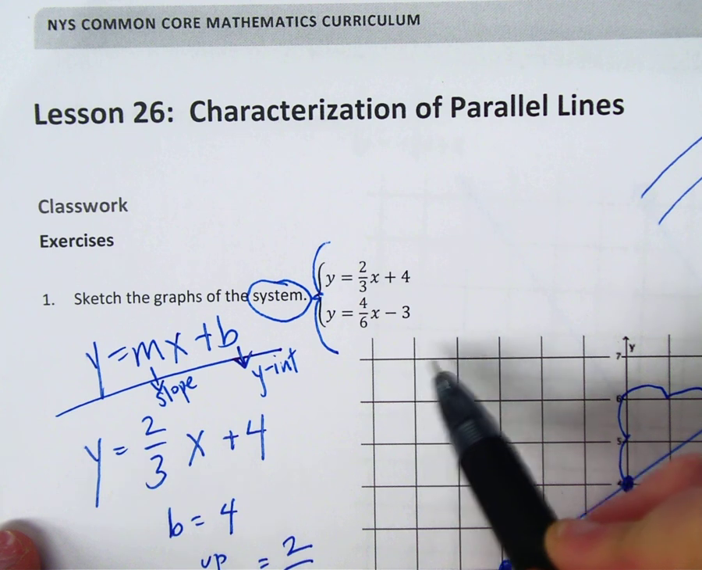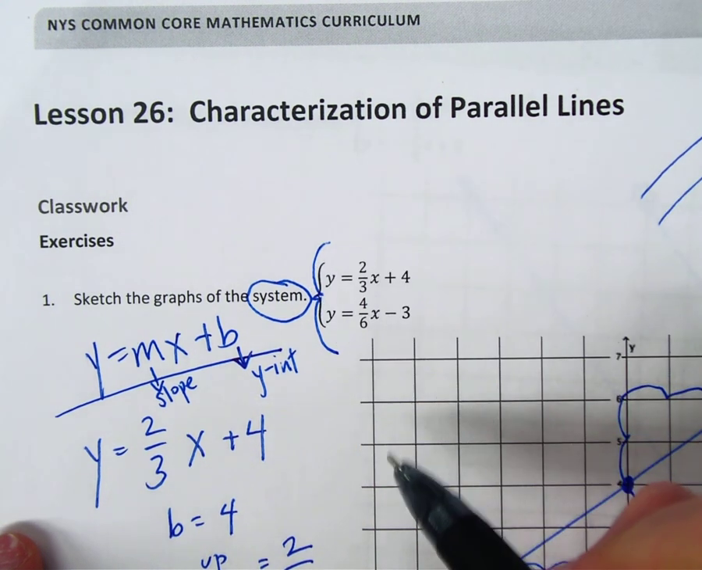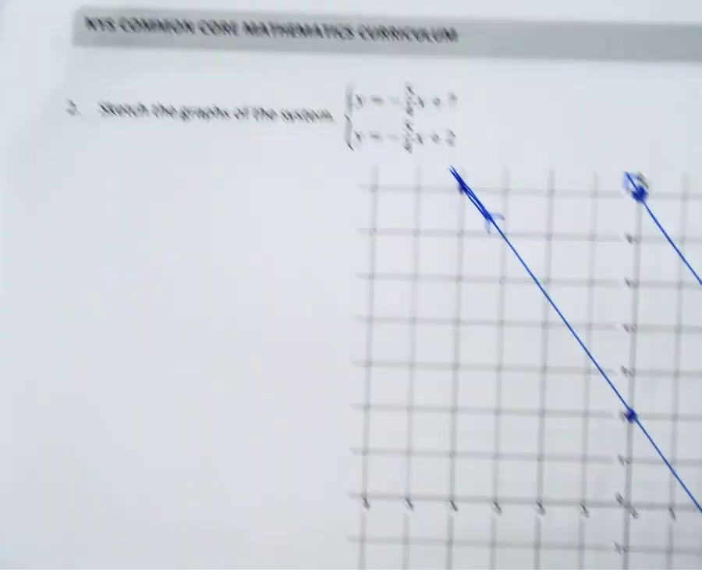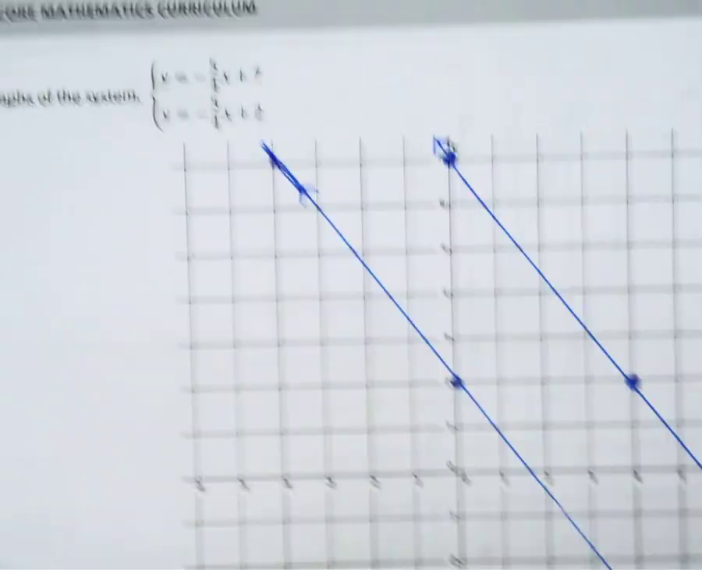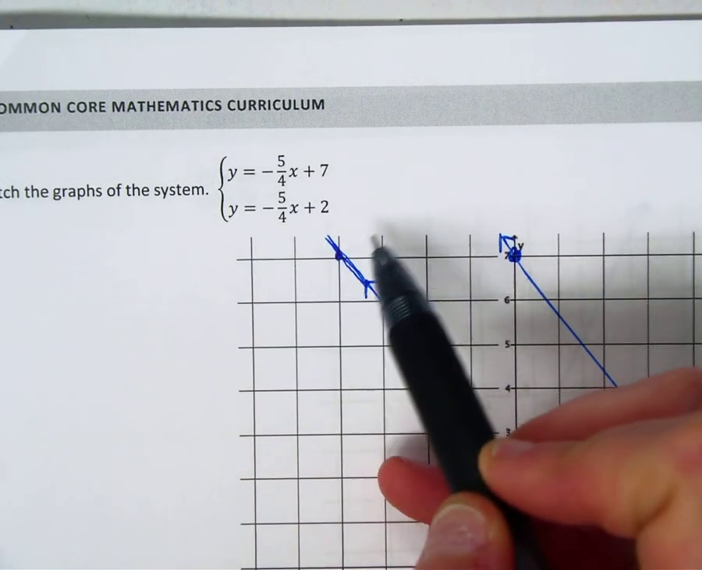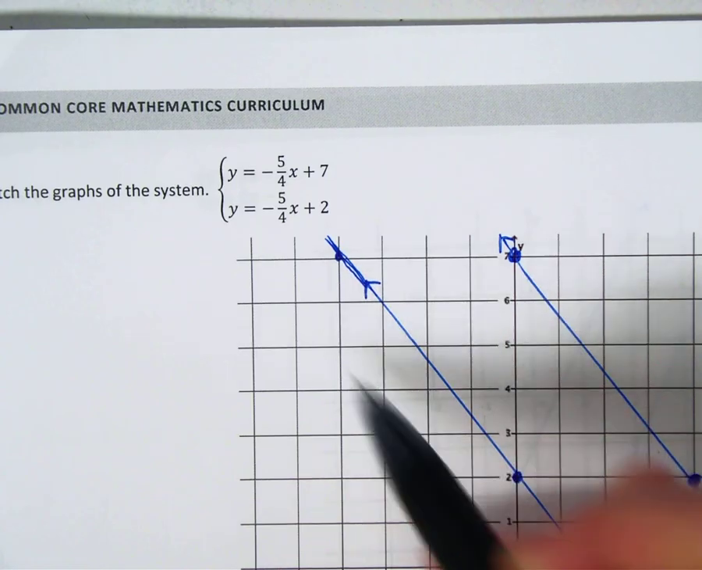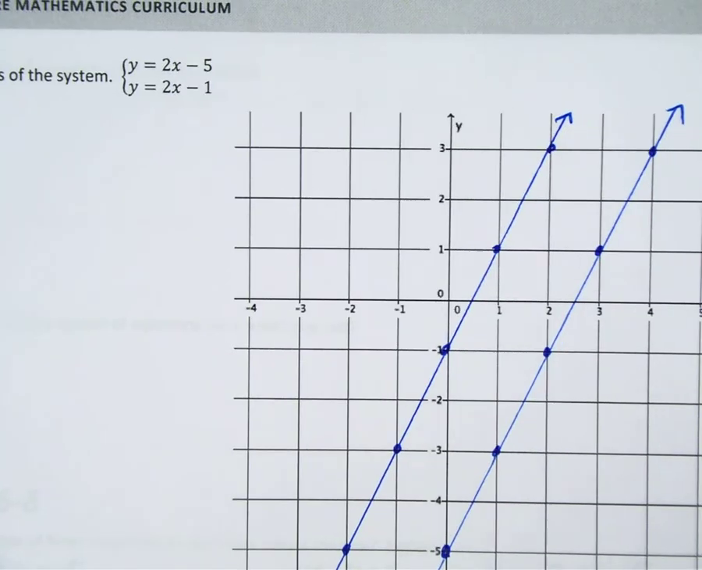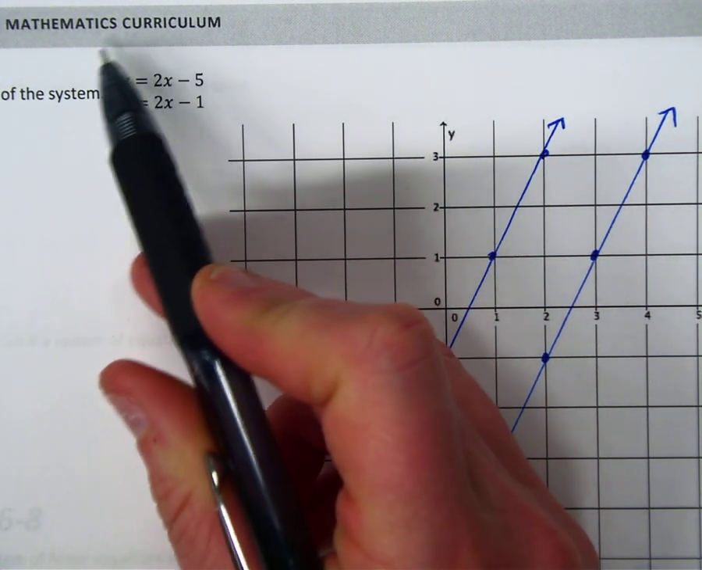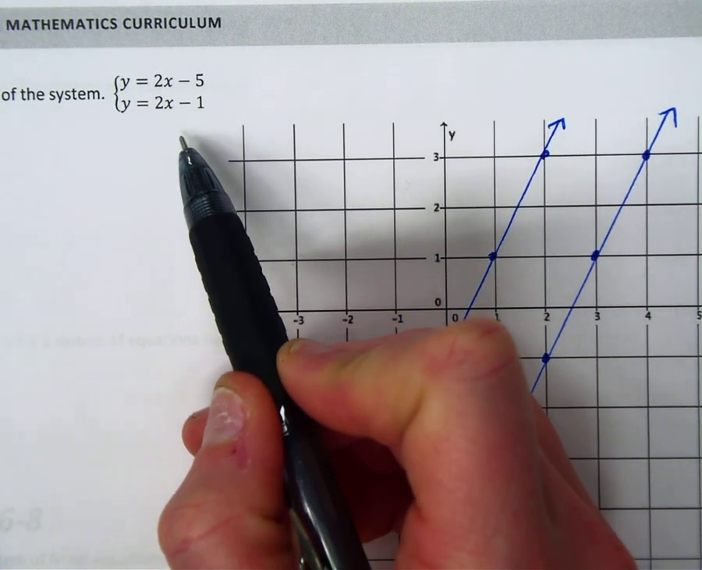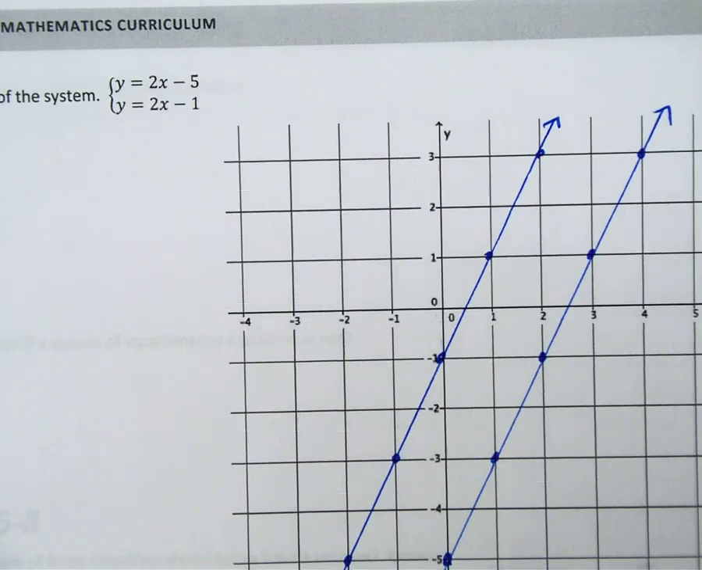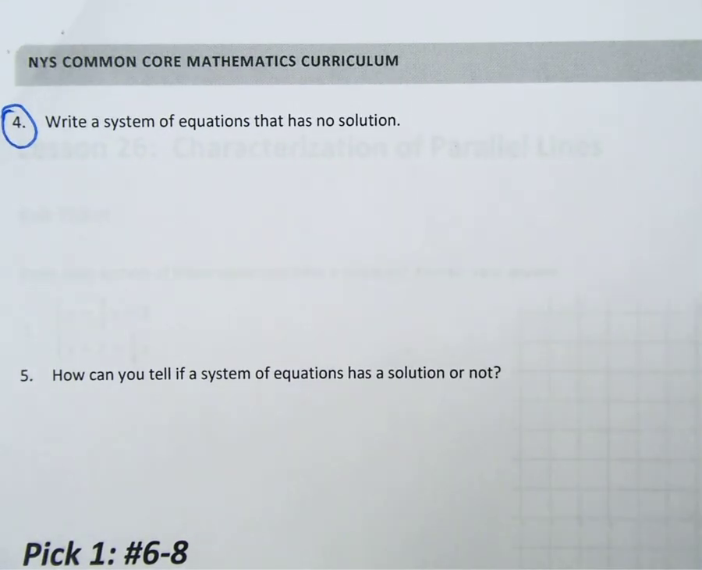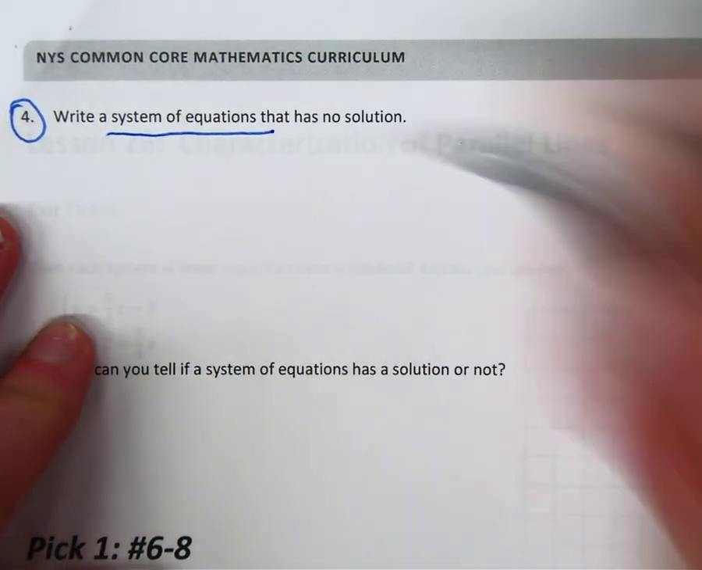These are 2 parallel lines. This is a system of equations that has no solution because they never cross. Here are 2 parallel lines. This is a system of equations that has no solution because these 2 lines never cross. There are 3 examples. You don't need to graph it. You just need to write a system of equations.